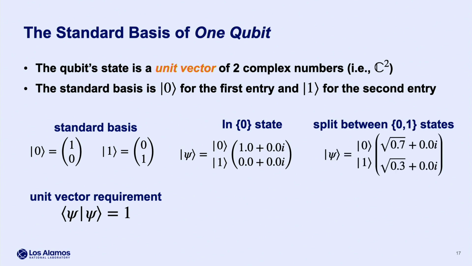But of course, these complex numbers can be arbitrary things as long as they meet the unit vector requirement. So here's an example where the state is split between the 0 basis and the 1 basis. So it's split between those two. And you'll see that I've used these square roots because then when I do this product, it sums to 1. So it's very often that you'll see a square root here, a square root there in quantum constants. And it's all about getting this normalization factor right.